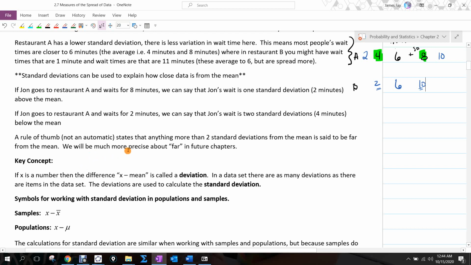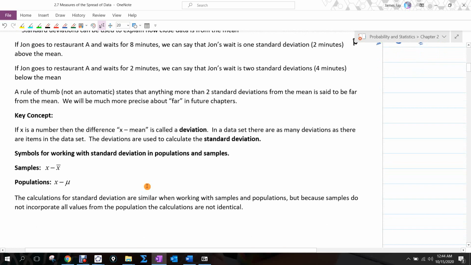In your homework tonight, they're going to ask you situations that they lay out in front of you, and they say, is this data point usual or unusual? Basically you're going to determine, is it more than two standard deviations away from the mean? And that will then classify whether it's usual or unusual.